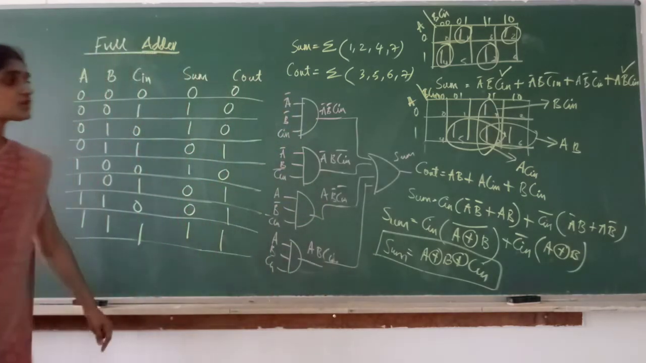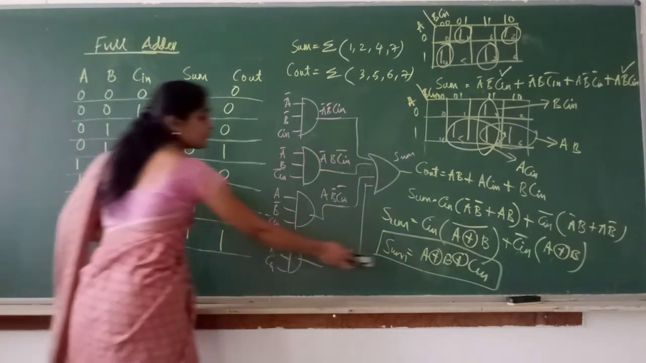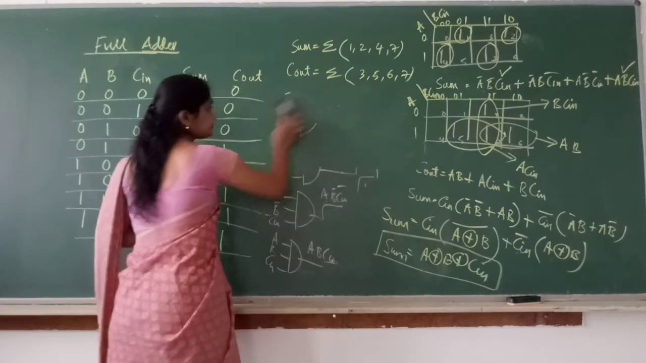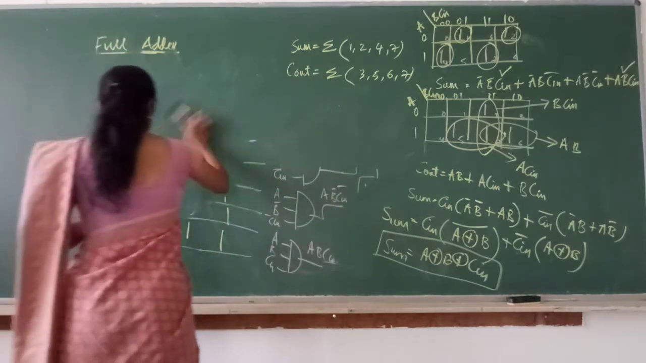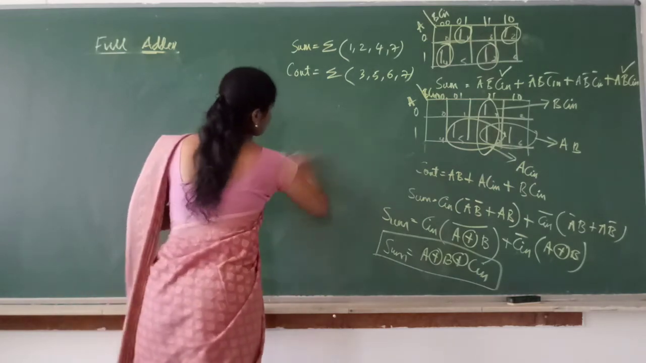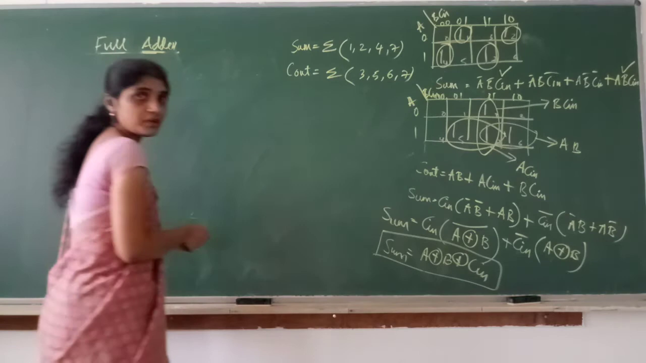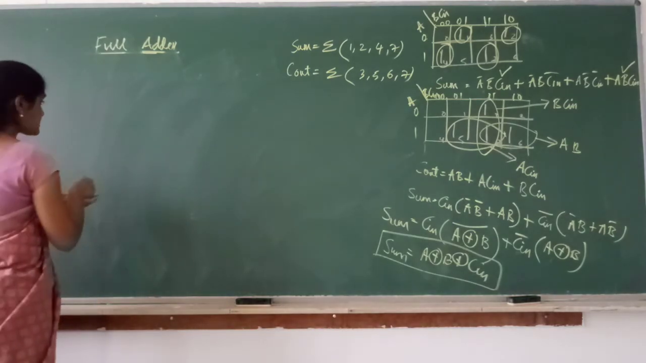Okay, so this is using basic gates. But if they don't mention the gate, then you need not write this circuit. You can make use of the simplified equation. Simplified equation. What is the equation? Sum is equal to A XOR B XOR C.